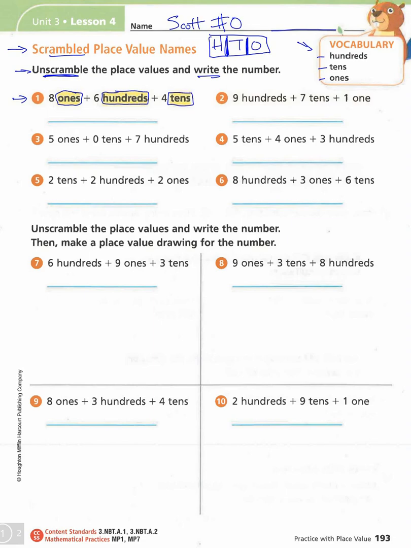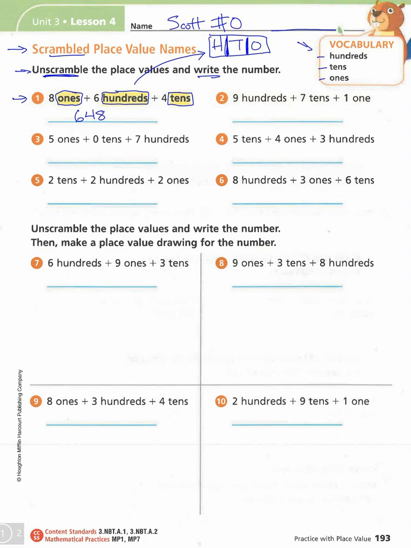So remembering that we actually need to put them in this order, hundreds comes before tens and then ones last. Let's look at this. So 8 ones, well, that's not going to go first. Hundreds, there it is. So 6 hundreds. And then the 4 tens would go next. And then the 8 ones would go last, right? Because we need them in that order, that hundreds, tens, ones order.